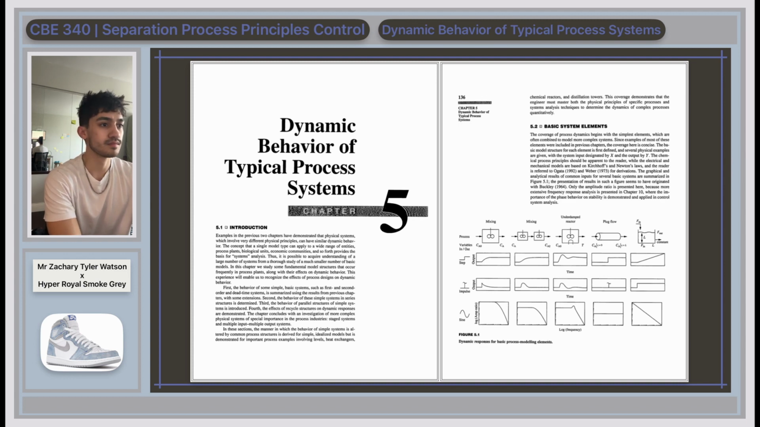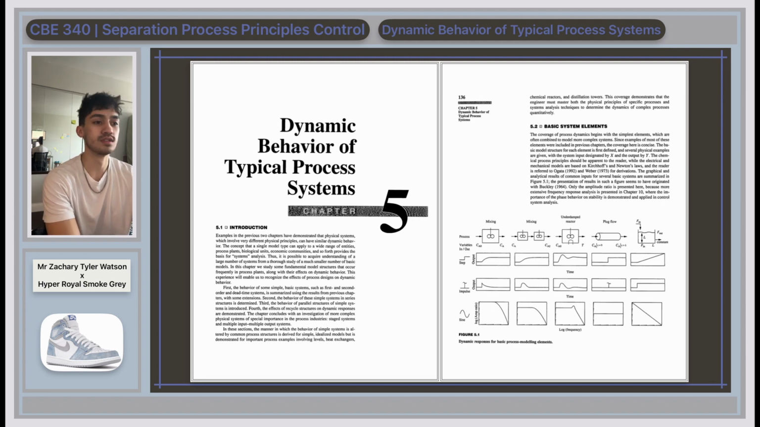Secondly, the behavior of these simple systems in series structures is determined. And then third, the behavior of parallel structures of simple systems is introduced. So we'll have first and second order and dead time systems encapsulating series and parallel. And then fourth, the effect of recycle structures on dynamic responses is demonstrated. And this chapter concludes with an investigation of more complex physical systems of special importance in the process industries. So we have staged systems and multi-input, multi-output systems.